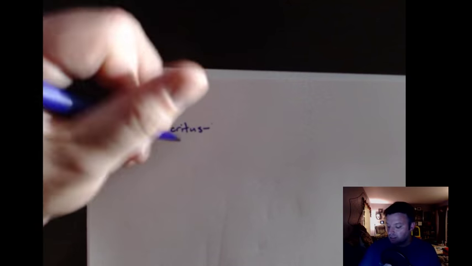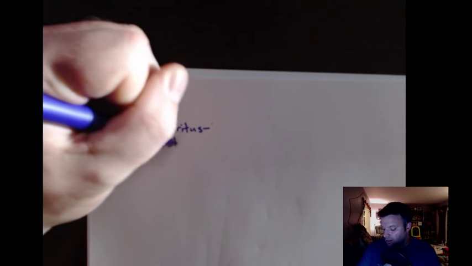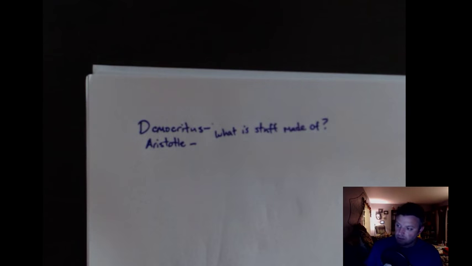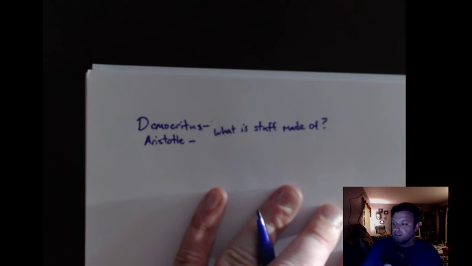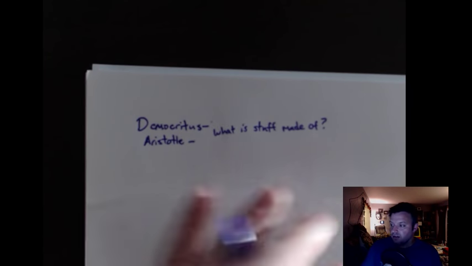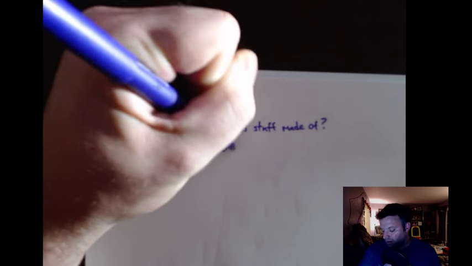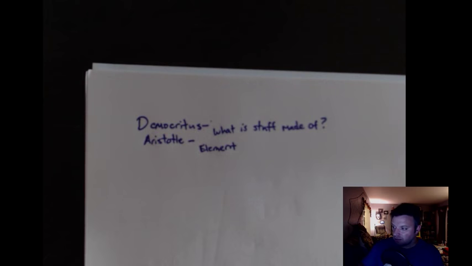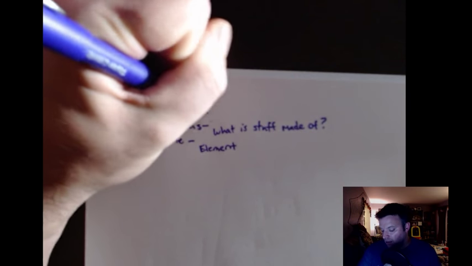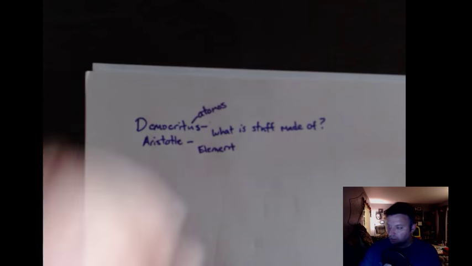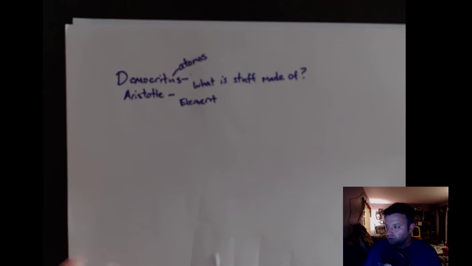You have Democritus and Aristotle. Okay, Democritus and Aristotle, they thought of what is stuff made of. And so they philosophically were like, what is everything on the planet? What is it made of? And Aristotle, remember, thought it was made of elements: earth, water, wind, and fire. If you watch Avatar: The Last Airbender, that's your guy. And Democritus thought atomos, which means unbreakable. And so those atomos are those unbreakable particles.